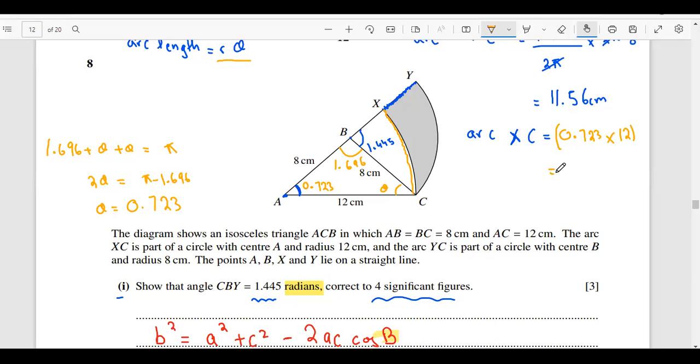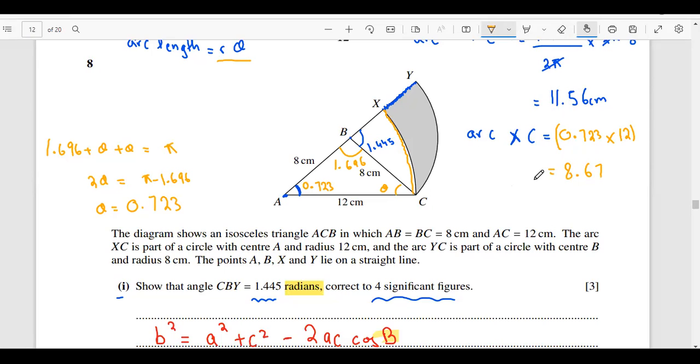So this is going to give us the arc length. That would be 8.67. Very good, Ashal and Haris. Excellent. Okay, very good, Manja. So this would be the arc length.